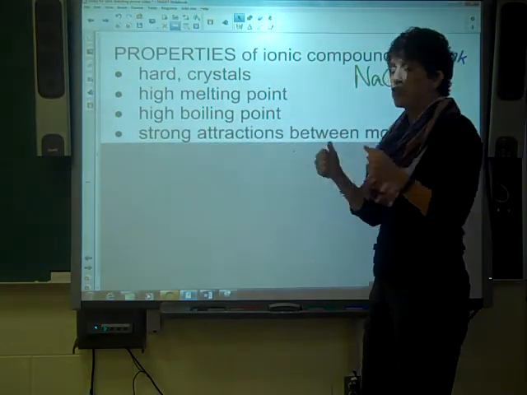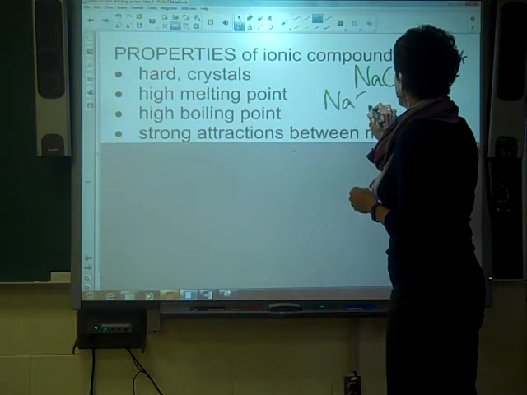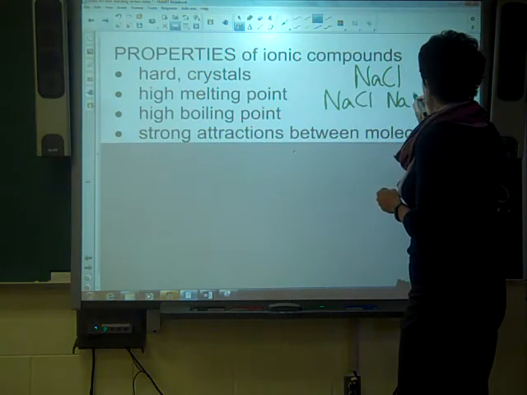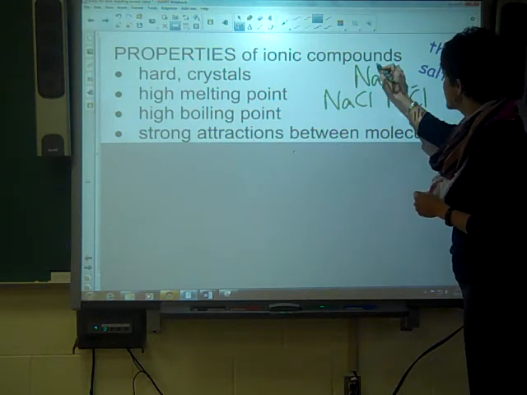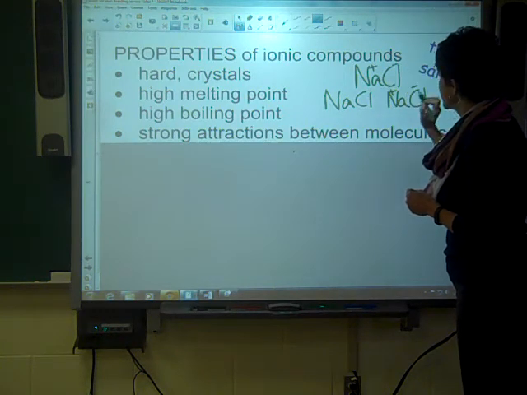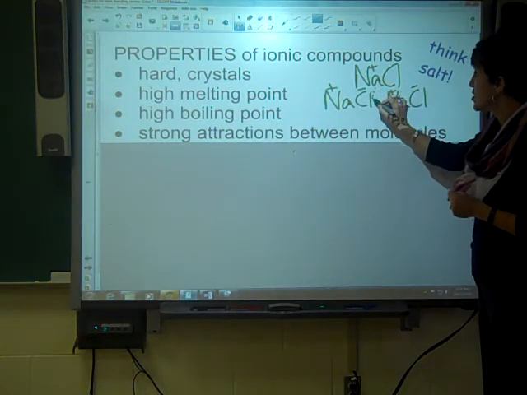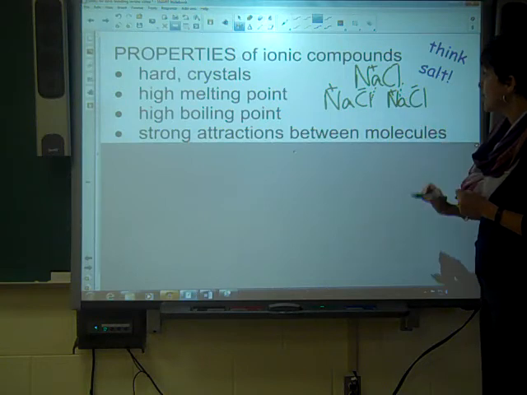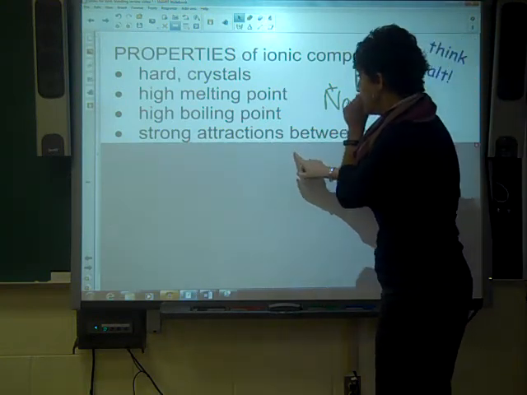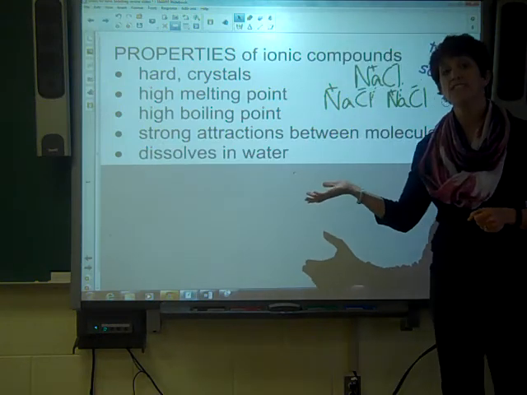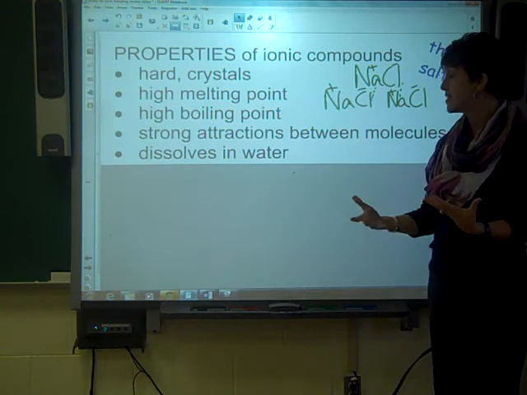Next property, strong attractions. And you can think of it like this. NaCl will keep lining itself up like this. Na is positive, Cl is minus. This Na is positive, this Cl is minus. This is positive, this is minus. Well, these are attracted to each other, and these are attracted to each other. So that's how it actually forms a crystal. It dissolves in water. If I had salt in my hand and I had a cup of water, I could pour it in and it would dissolve.